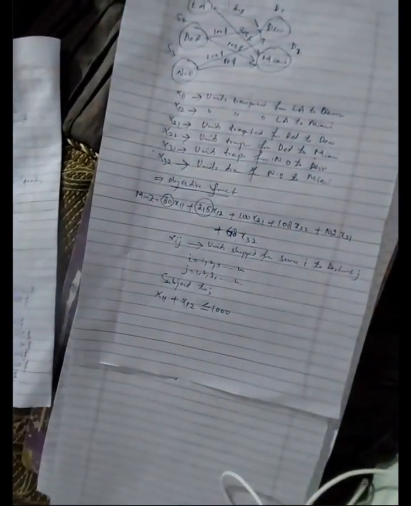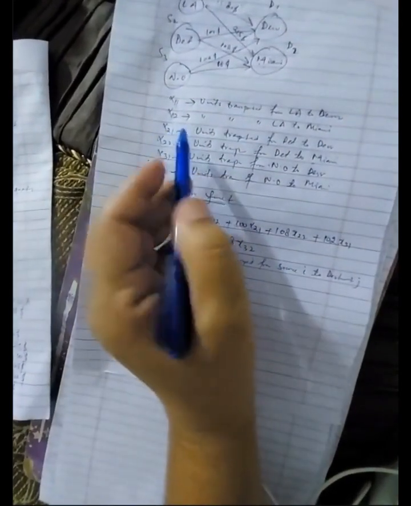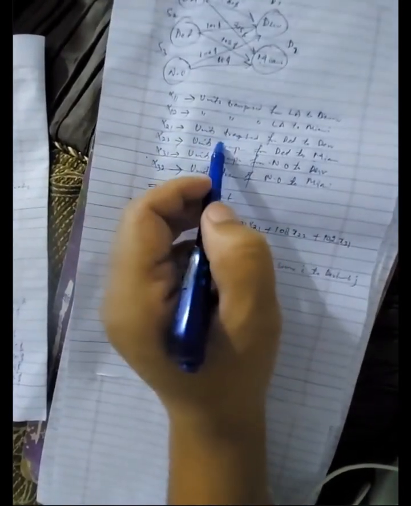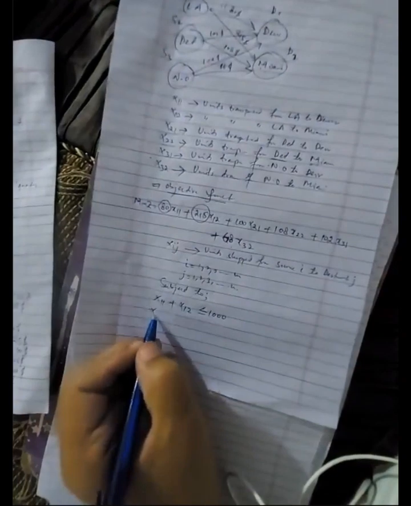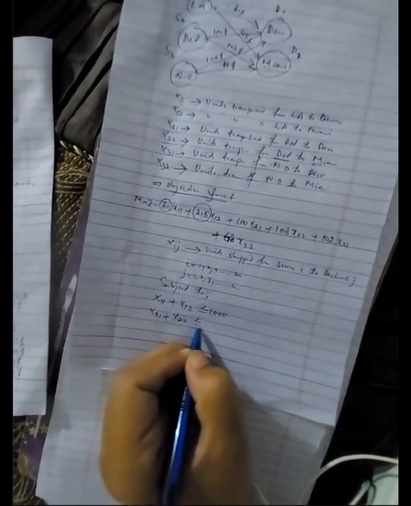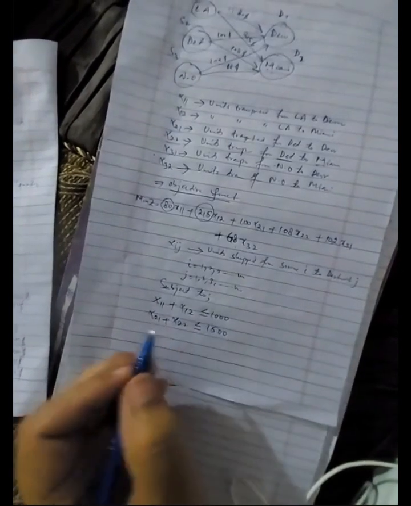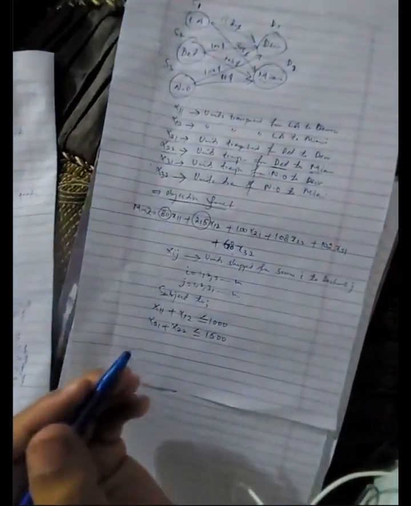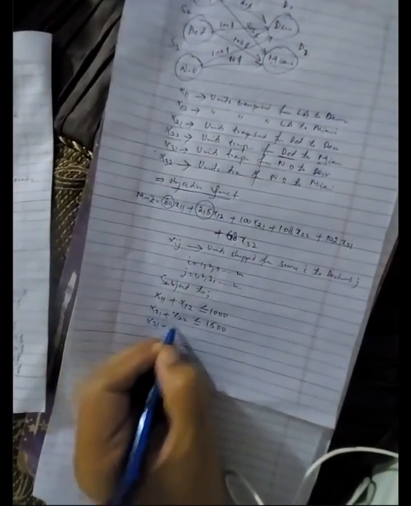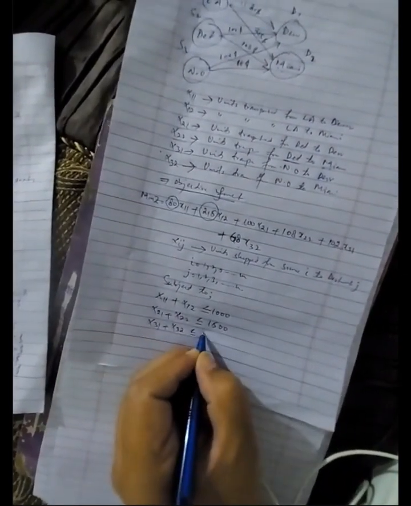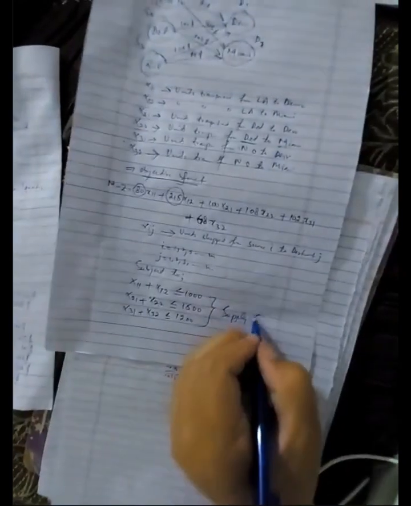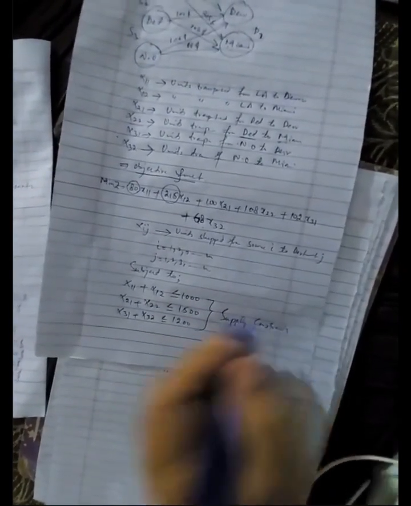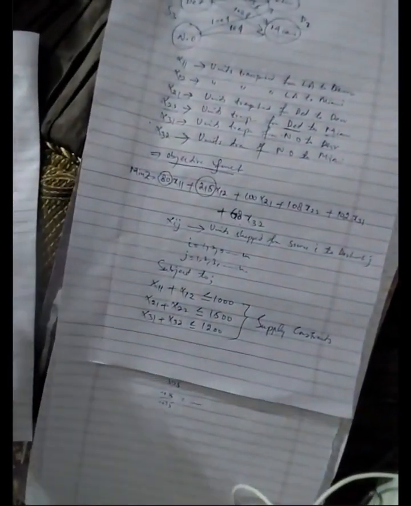Similarly, for Detroit, we have X21 as units shipped from Detroit to Denver, and X22 units shipped from Detroit to Miami. So X21 plus X22 must be less than or equal to 1,500 cars. Similarly, for New Orleans, we have X31 plus X32 less than or equal to 1,200 cars. So these are the supply constraints.